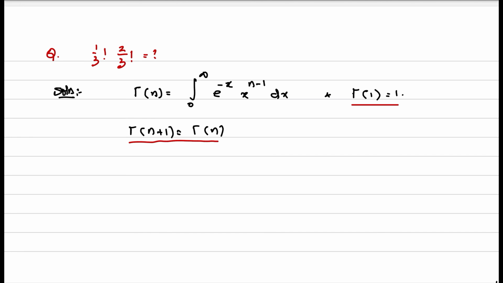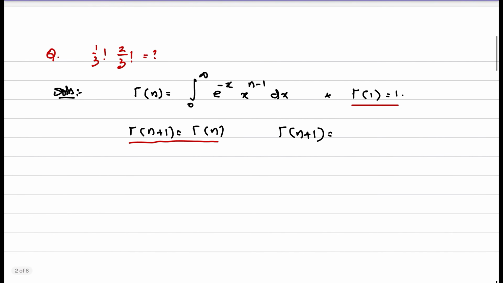Another relation we have developed: gamma n plus 1 is equal to n into gamma n. And that is equal to factorial n. This is also another important derivation we have done in the previous classes.